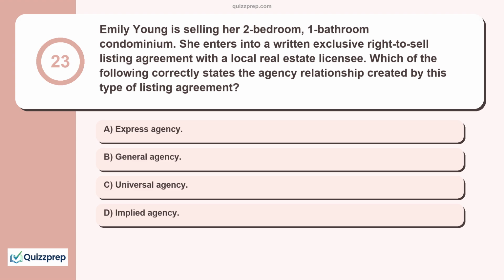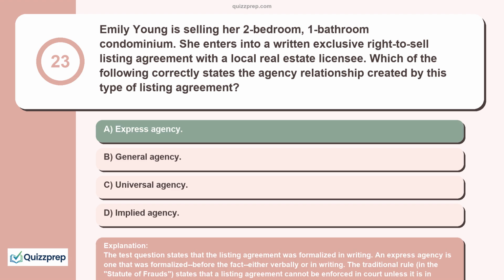Question 23. Emily Young is selling her 2-bedroom, 1-bathroom condominium. She enters into a written exclusive right to sell listing agreement with a local real estate licensee. Which of the following correctly states the agency relationship created by this type of listing agreement? Express agency, general agency, universal agency, implied agency.